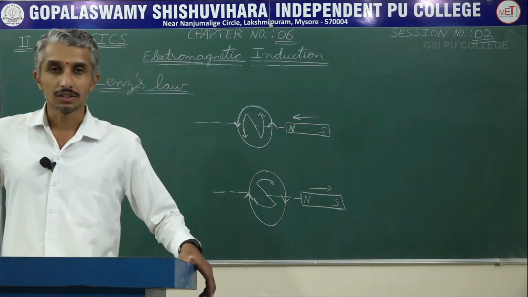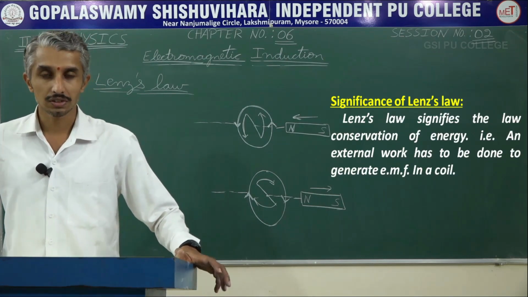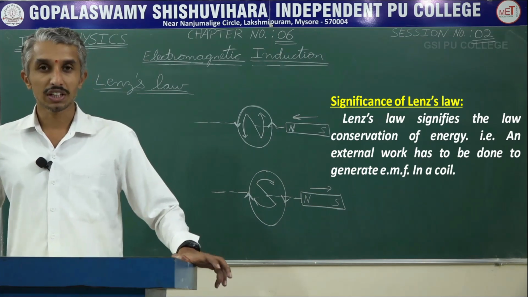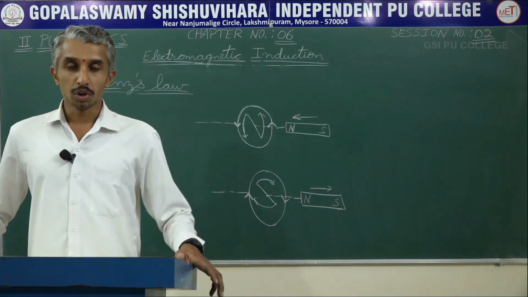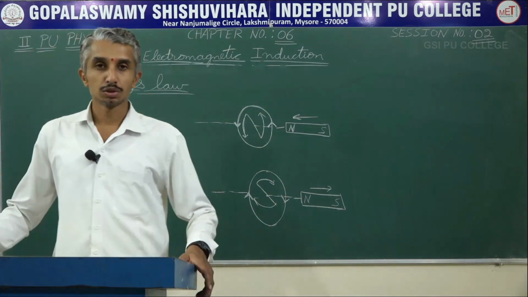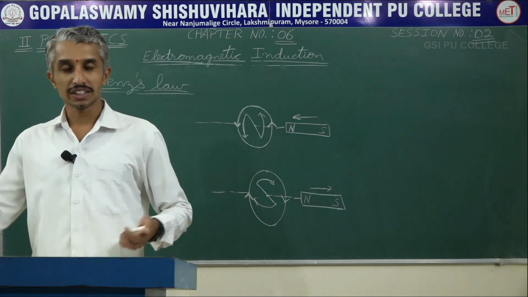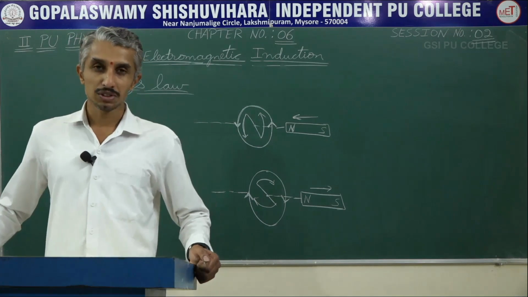So, what does this tell? Lenz law signifies the law of conservation of energy. If you want to produce an EMF in a coil, then some external work has to be done. There is opposition in both cases to the movement of the magnet, which means only when some external agency is doing some work on the magnet, can an EMF be induced in a coil.